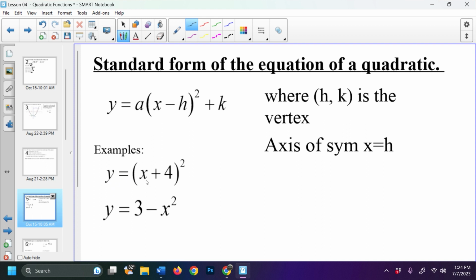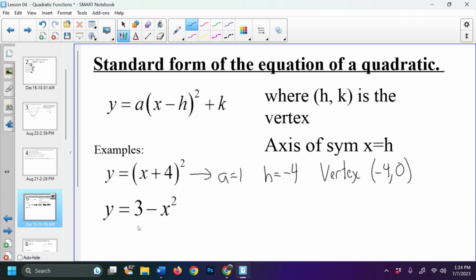We have y equals quantity x plus 4 squared. In this case, just to go over some of the values here, a would be equal to 1. My h would be equal to negative 4. And so you'll notice here I'm changing the sign just because h here is negative and h here is positive. So whatever I have, I change the sign. And if I wanted to find the vertex, I would say that the vertex is at negative 4, 0, because there is no value for k. No value for k implies 0.